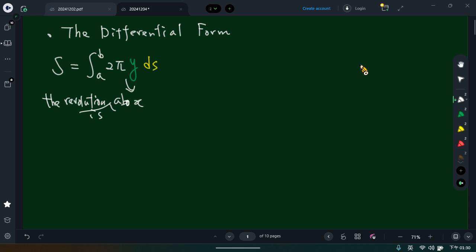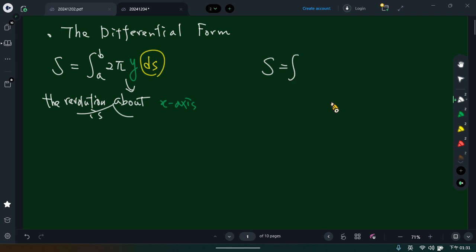x-axis. It's about x-axis. Then you can also notice why here I just write down ds instead of dx or dy. Later I will show you why. Okay, this is for when the revolution is about x-axis.